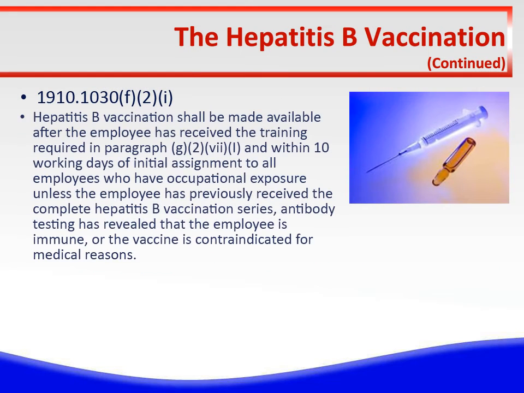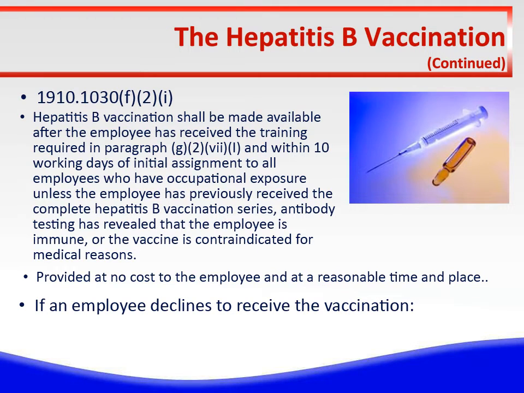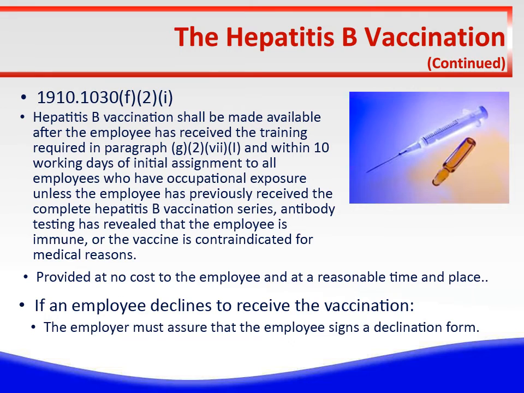The employer must make available the hepatitis B vaccine and vaccination series to all employees who have received training and within 10 days of initial assignment where they have occupational exposure. They must be made available at no cost to the employee and at a reasonable time and place. Should the employee not wish to receive the series, the employer must assure that the employee signs the declination statement in Appendix A of the Bloodborne Pathogen Standard. More detailed information on these requirements can be found in paragraph F of 1910.1030.